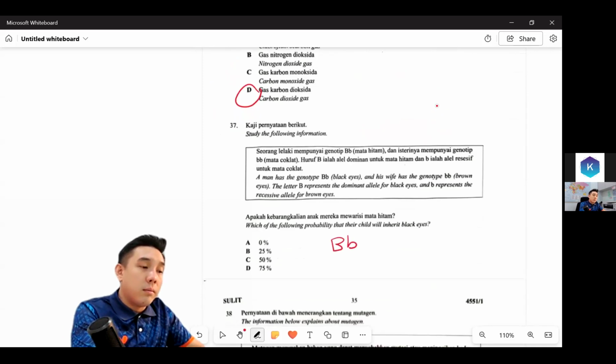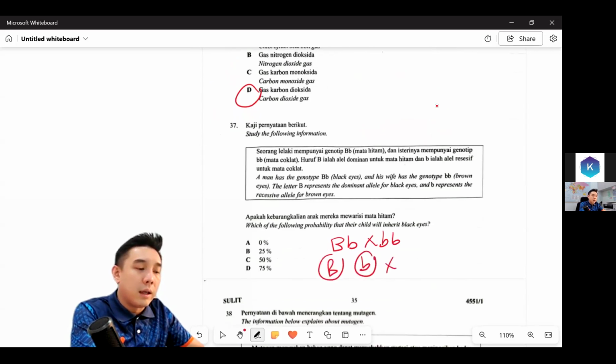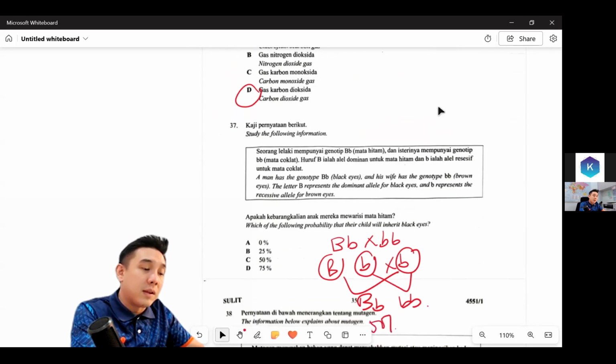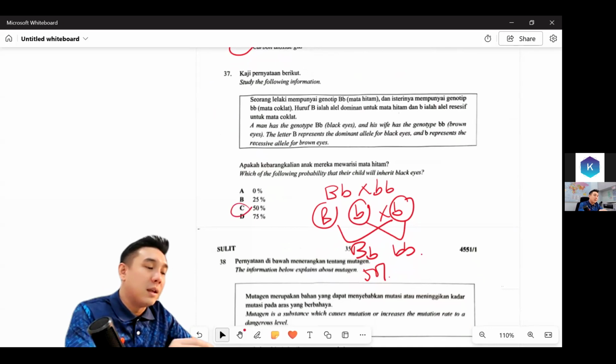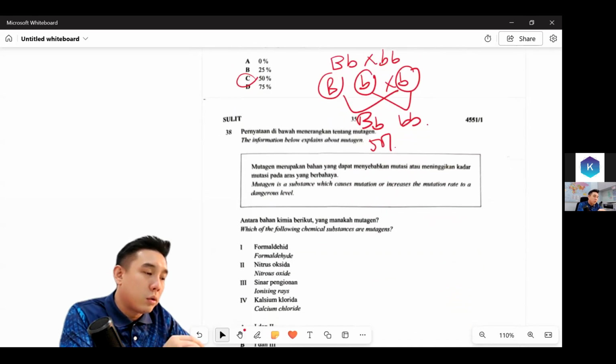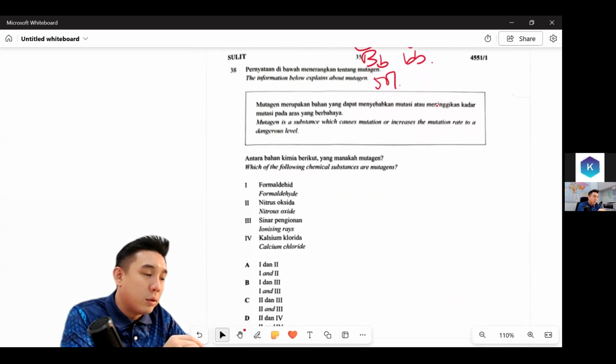Question 37. The male got this, the wife got this. So take out and then cross, you will get big B, small b, small b, small b. To inherit black eyes is 50%. The answer is C.